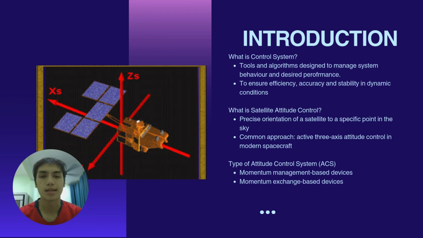Now, what is satellite altitude control? Satellite altitude control is a precise orientation of a satellite to a specific point in the sky. One of the common approaches is the active three-axis altitude control in modern spacecraft. There are many types of altitude control systems. One of them is momentum management based devices and momentum exchange based devices.